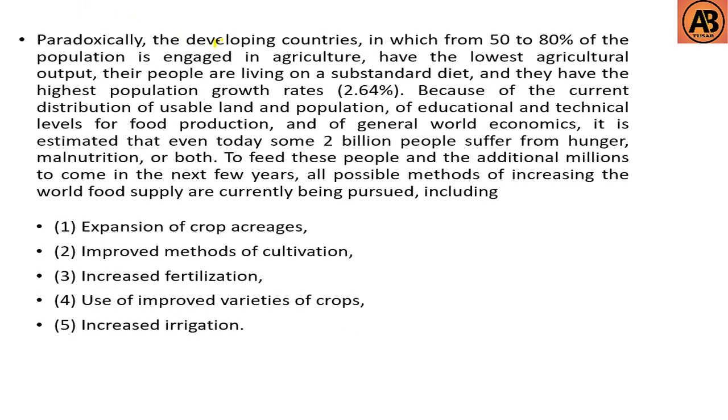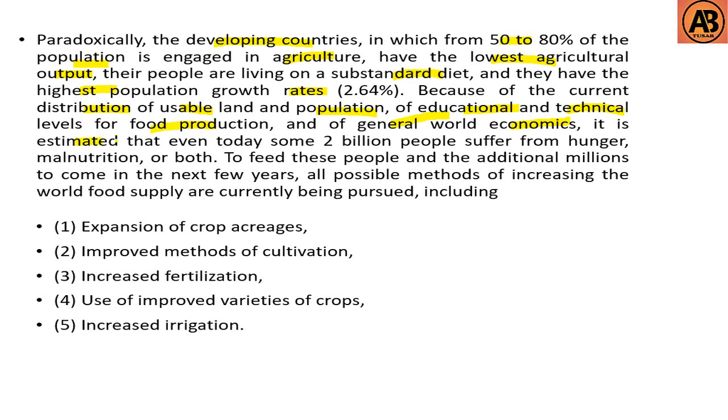Paradoxically, the developing countries, in which from 50 to 80% of the population is engaged in agriculture, have the lowest agricultural output. Their people are living on a substandard diet and they have the highest population growth rates, 2.64%, because of the current distribution of usable land and population, of educational and technical levels for food production, and of general world economics.